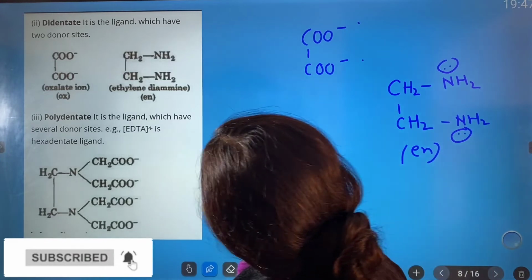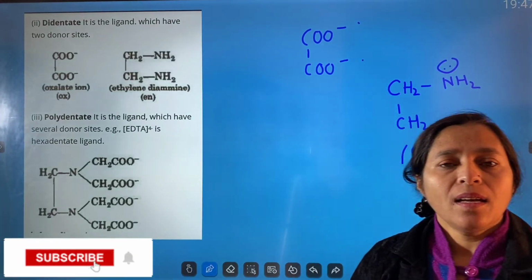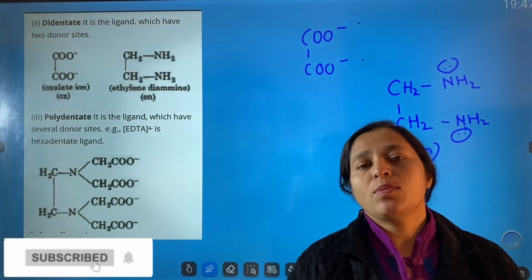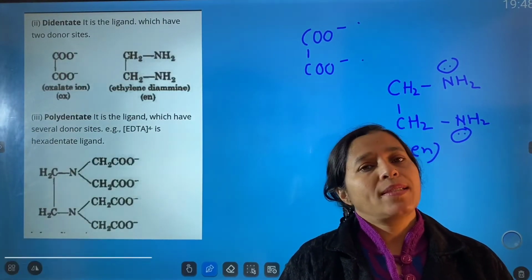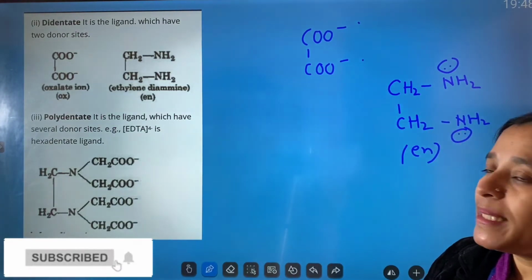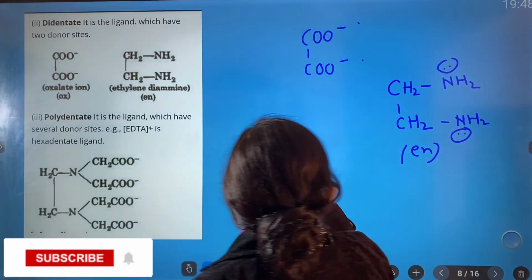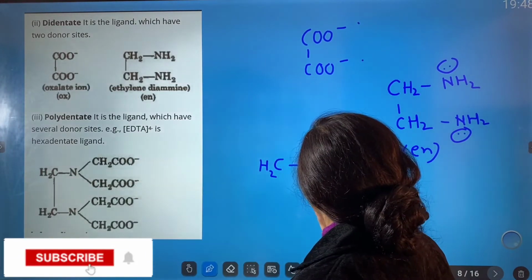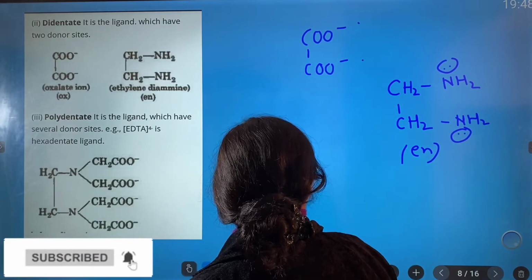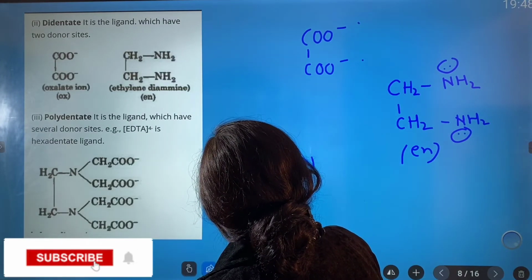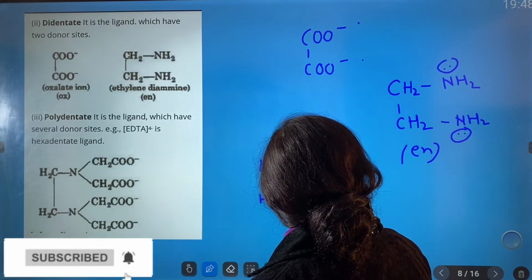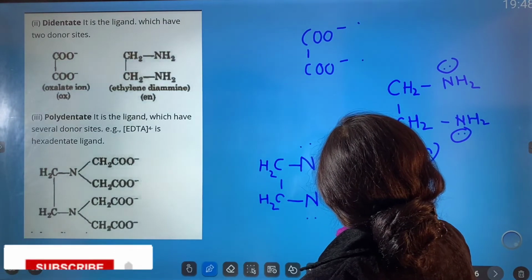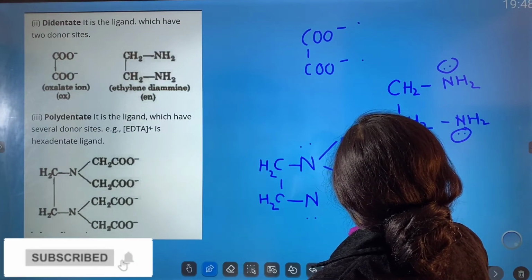The next one is polydentate. What is polydentate? More than two sites. Any ligand that provides more than two sites for forming coordination bonds with the central metal atom is known as a polydentate ligand. Its example is EDTA. Here you can see each nitrogen atom has one lone pair of electrons and they are bonded to acetate ions.